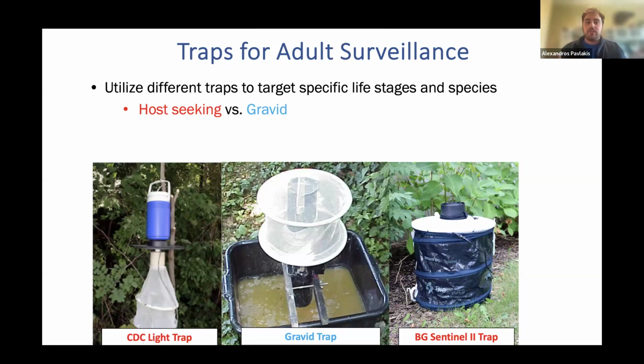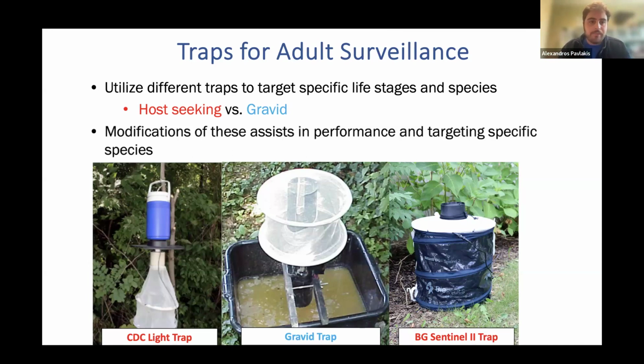Gravid traps are different. These are mosquitoes that have already taken that blood meal. They have developed those eggs and are ready to lay them. What these traps are good for is looking for mosquitoes that have already had the opportunity to take a blood meal, so they have the opportunity of picking up any arbovirus. They're more likely to come back positive with an arbovirus of concern that we're looking for.